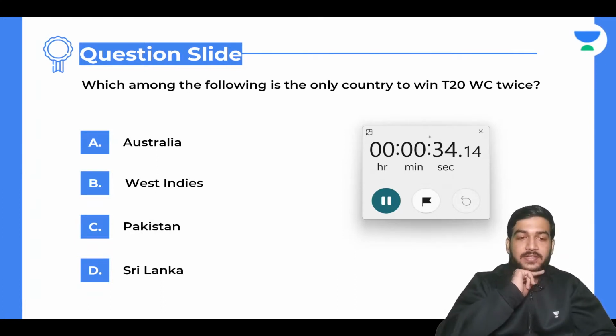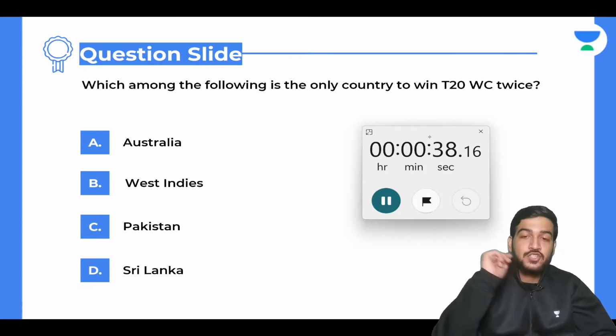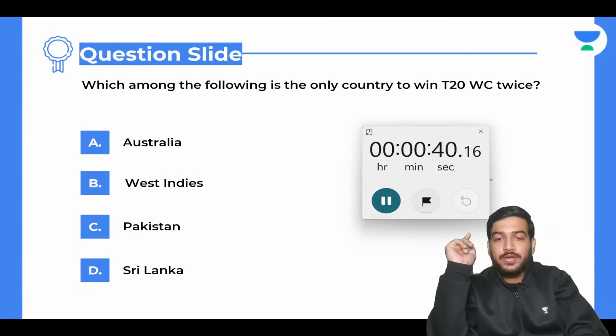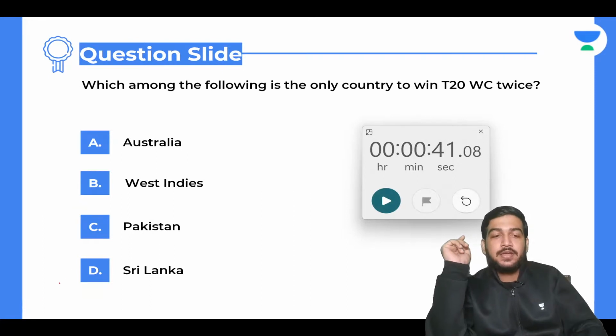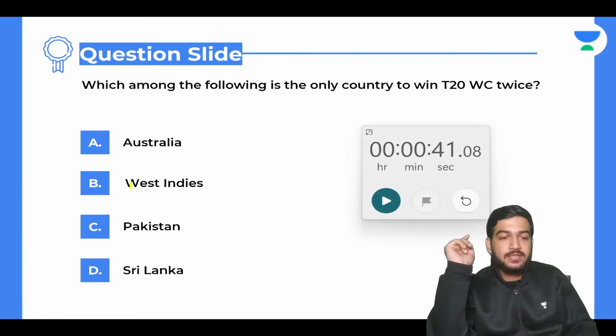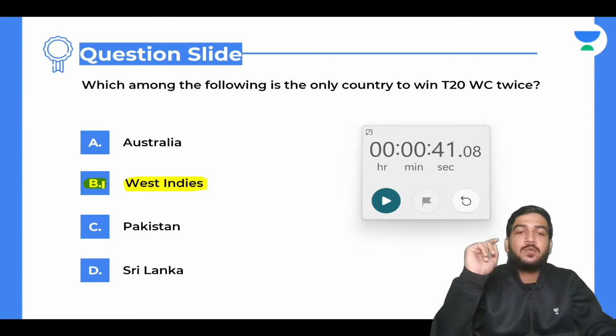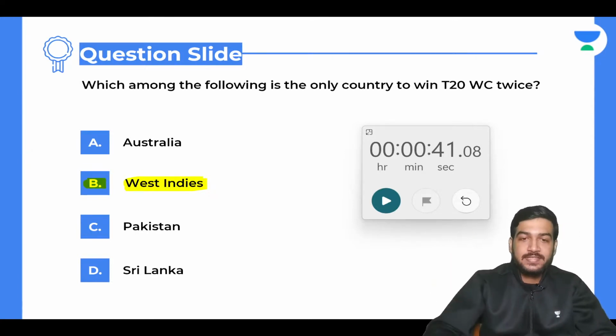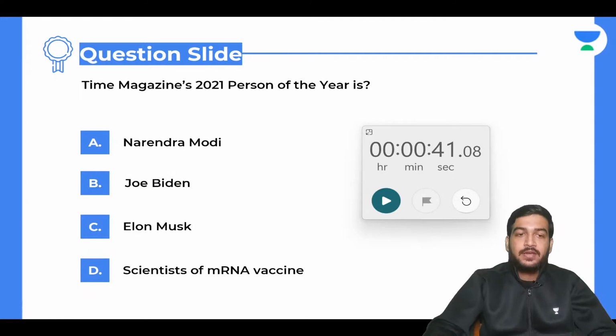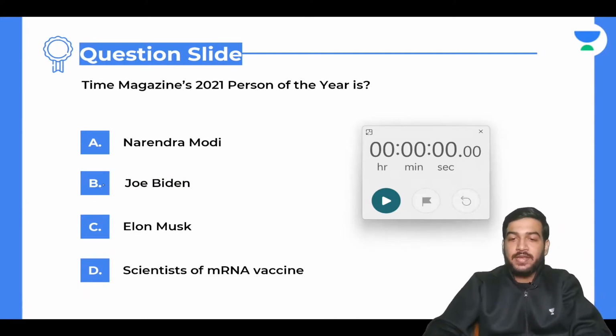This year we had the World Cup again and the winner was Australia. So who is the only country to win it twice? The answer is B. West Indies. They are the only one to have won it twice, in 2012 and 2016.